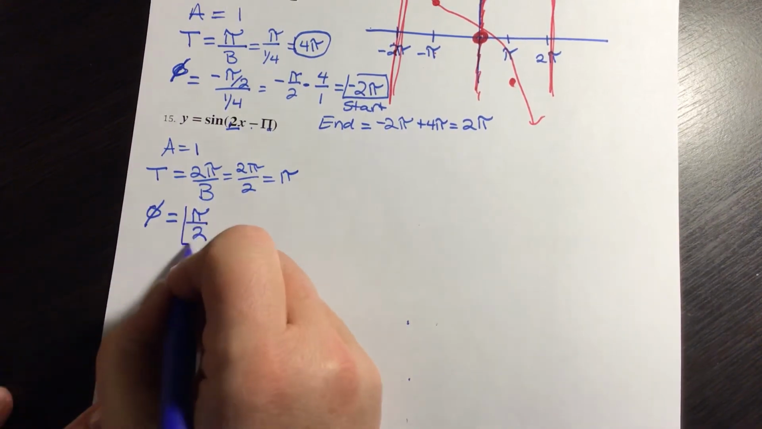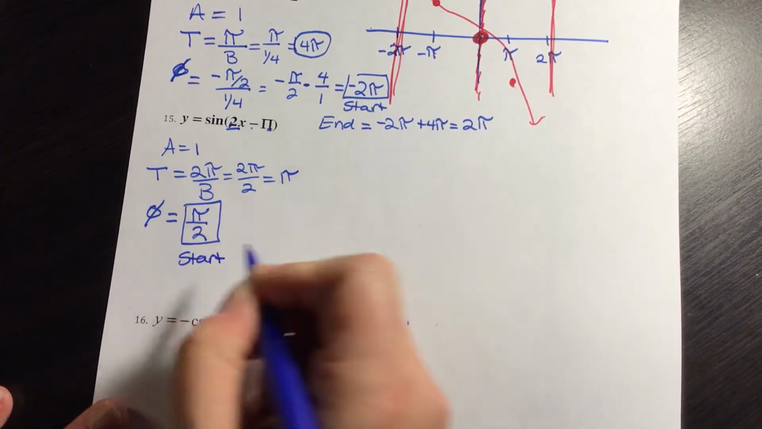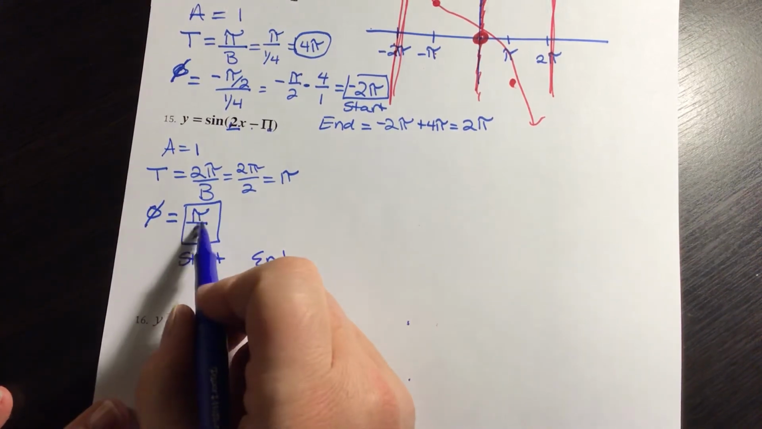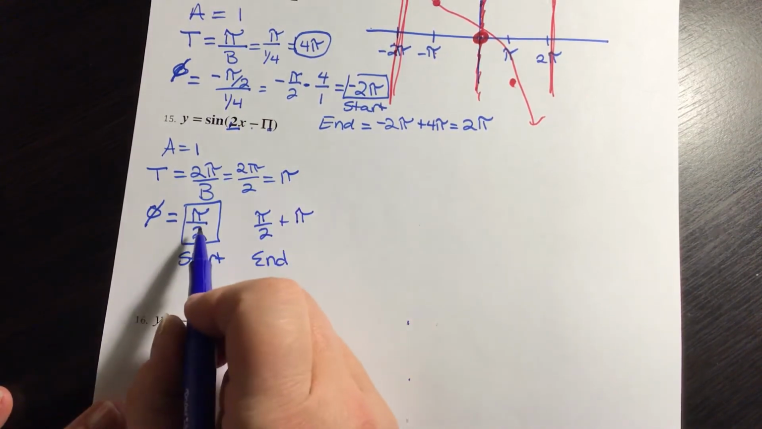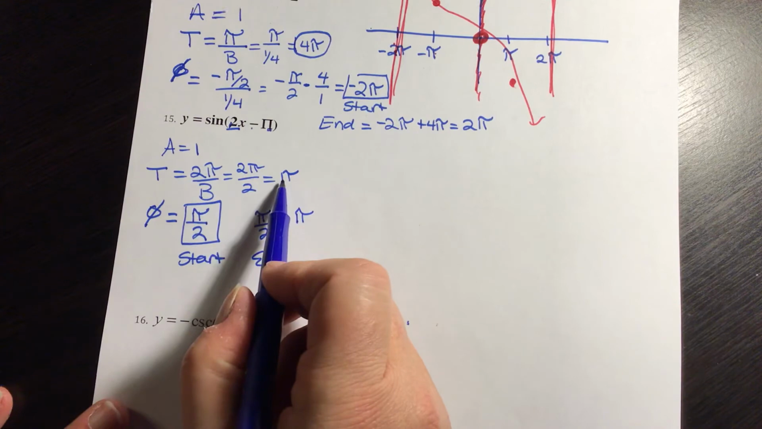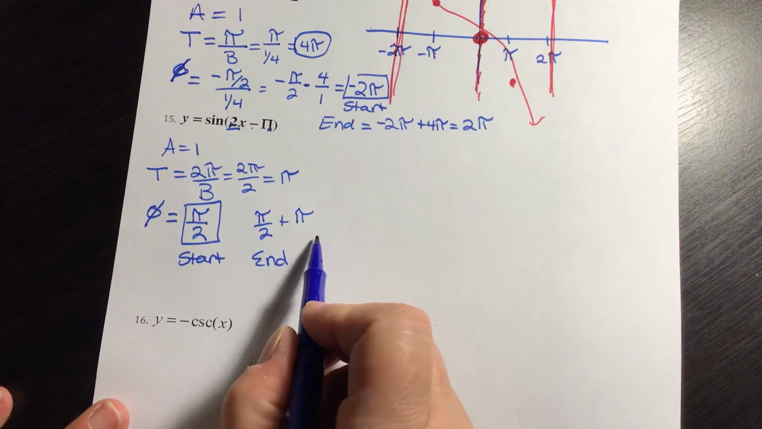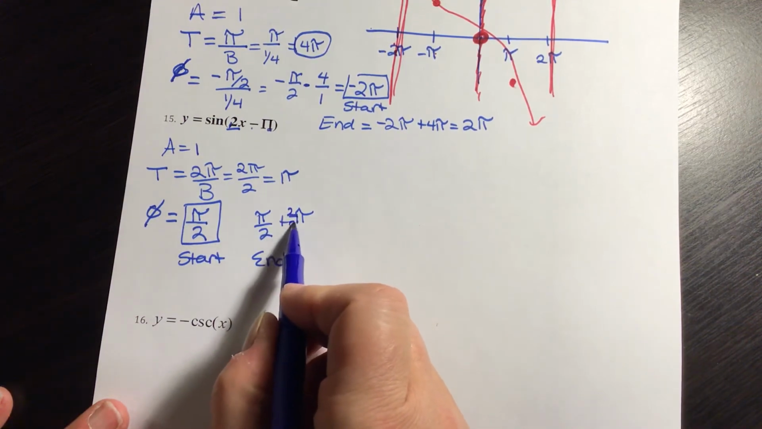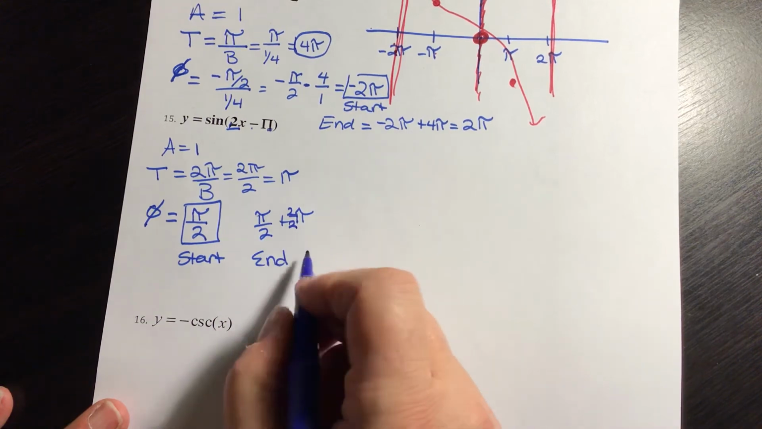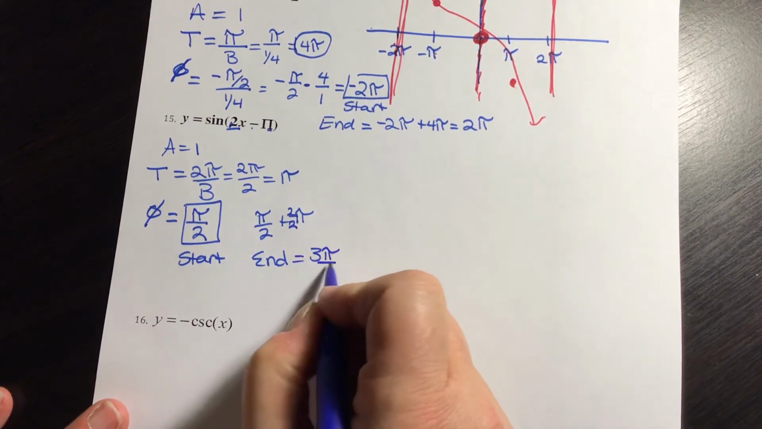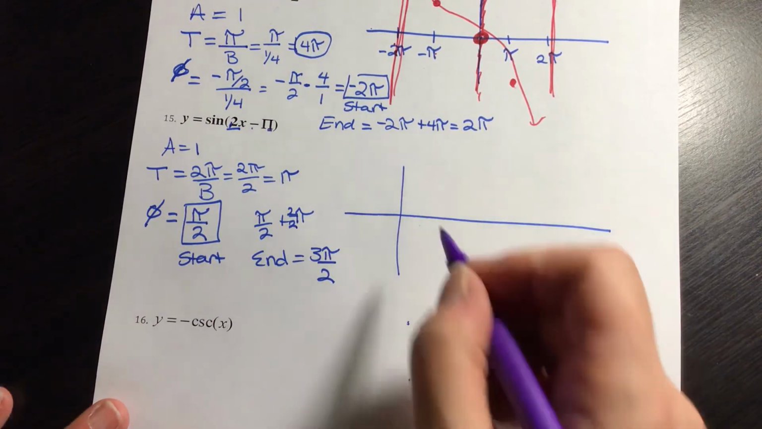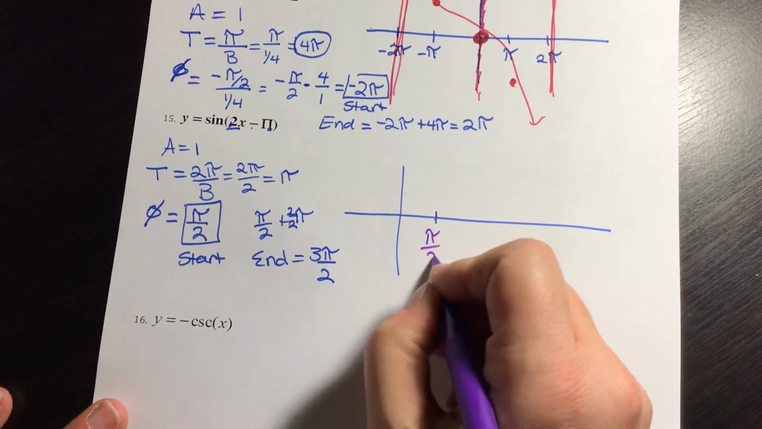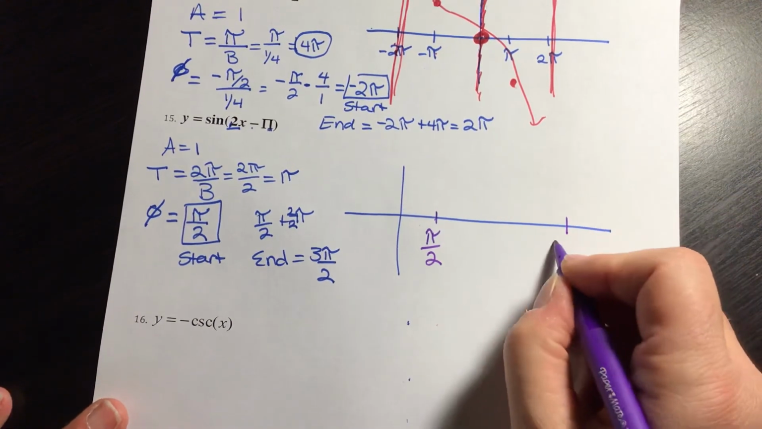All right, so this is where I start. I'm going to start at pi over 2, and I'm going to have a period that is pi units long. So if I add them together, this is 2 pi over 2, I'm going to get 3 pi over 2. So this is what this looks like. I'm going to start at pi over 2 and end at 3 pi over 2.